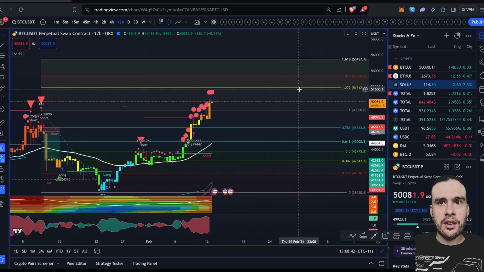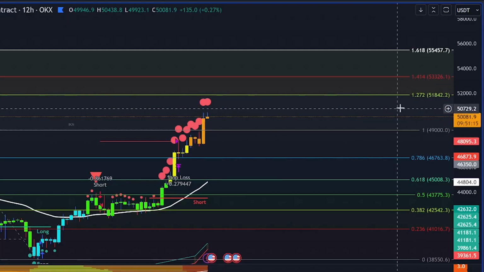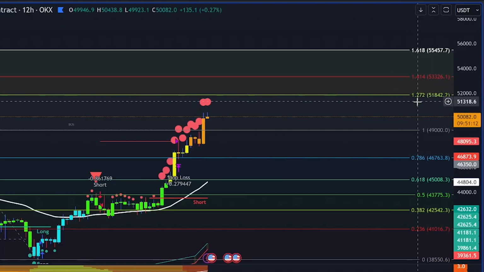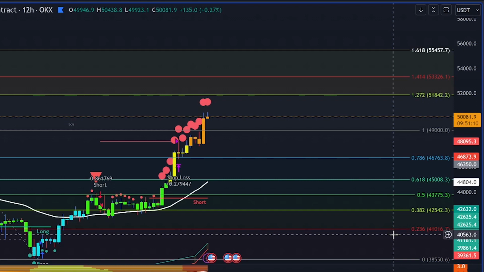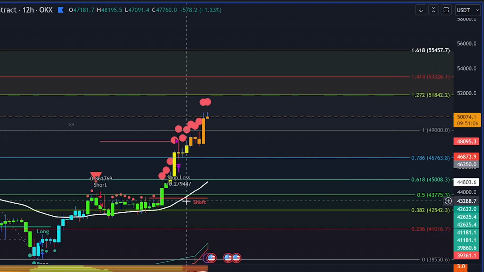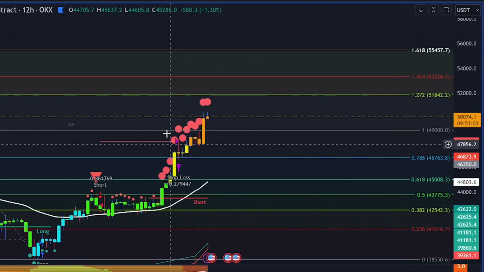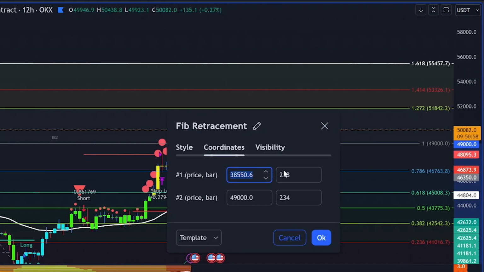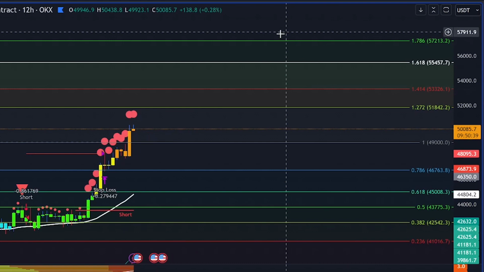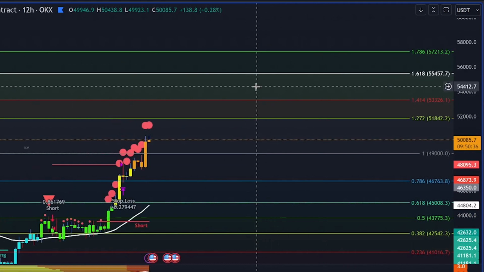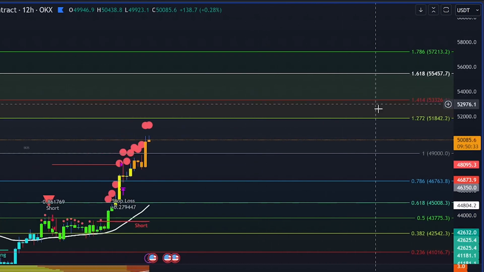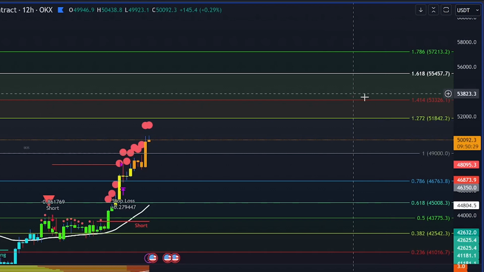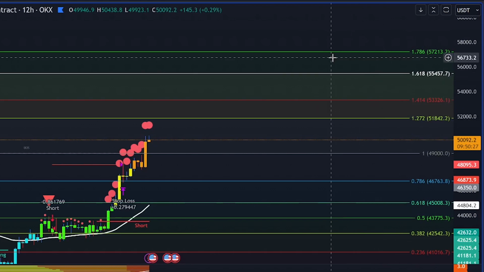We've got the 1.272, which is the Fibonacci on the extension side. So there's no 0.272 when you look below, it's the 0.236, but the Fibonacci extension numbers are slightly different to the actual Fibonacci levels, except for the 0.618. So the 0.618 is definitely in there, and the 1.786 is also the same as well. So at the moment, they are sitting at about 52K, about 53, 55, and 57.